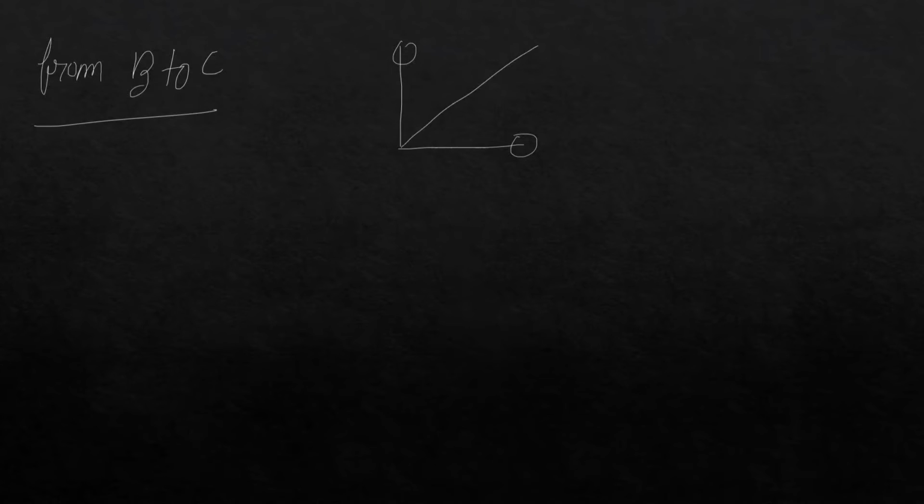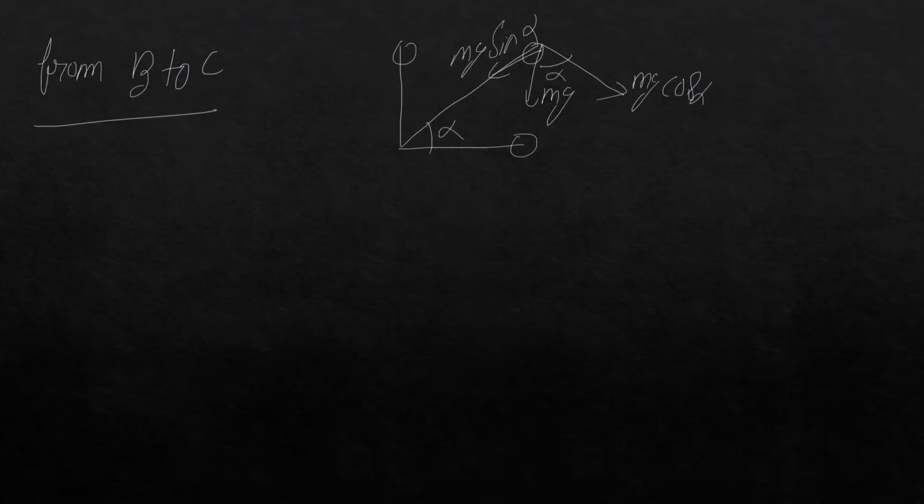What is happening between B to C? Suppose this is B and this is C. Let's suppose here this is mg, and this angle is alpha, and this is mg cos alpha, this is mg sin alpha.